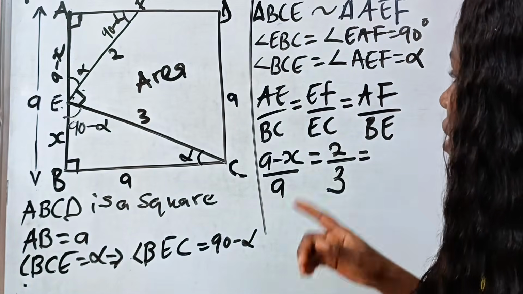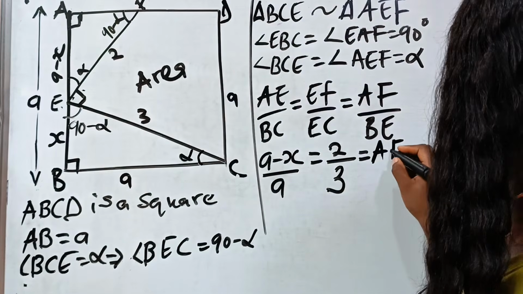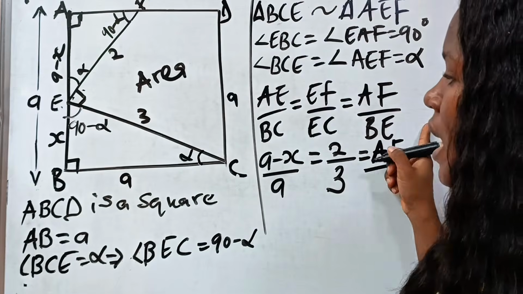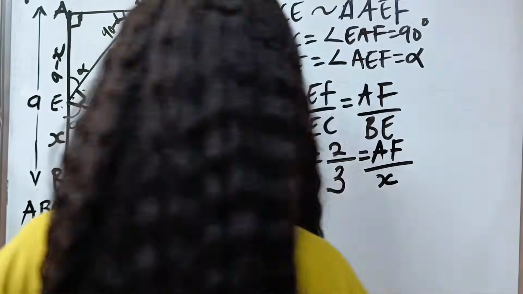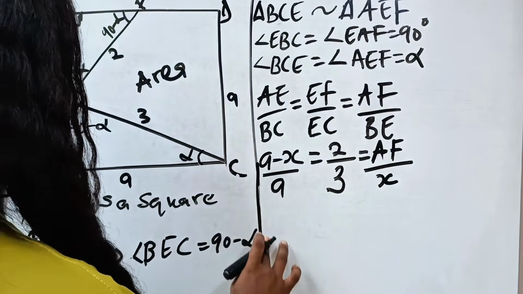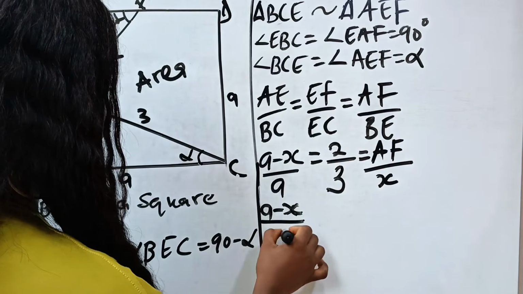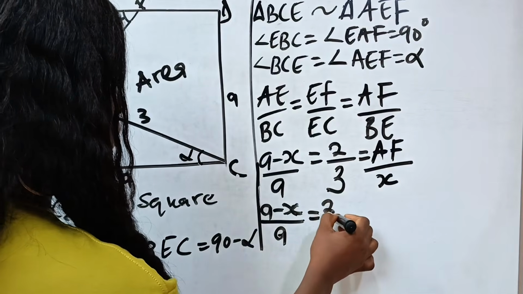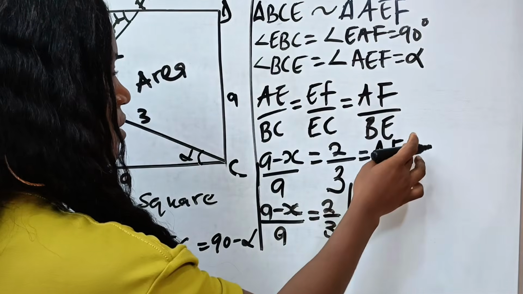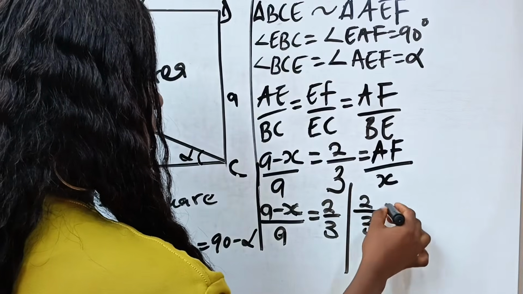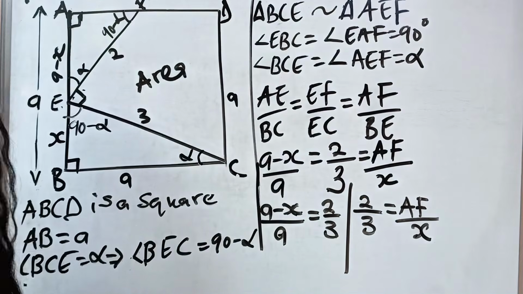Now AF is unknown over BE. Now what is our BE? BE is x. Now solving further, we will say that a minus x divided by a is equal to 2 divided by 3. And we also have that this is equal to this, right? 2 divided by 3 is equal to AF all over x.